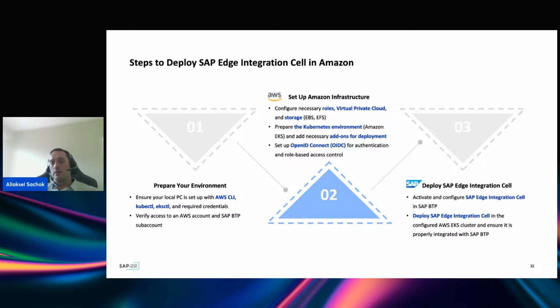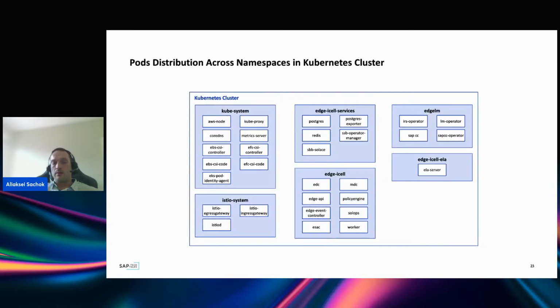A little bit later, I will demonstrate what SAP Edge looks like in a short video. But now let's take a look at how namespaces and pods are structured within the cluster, because understanding this structure helps you see how different components and services are organized and interact within the cluster. So you see all namespaces and pods that were created in the cluster. And let's start from the left side.